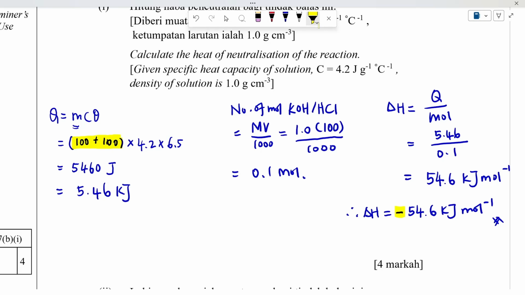Negative shows the reaction is exothermic reaction. Any question? Okay. So remember, class, in the heat of reaction, first, second, then third, we follow the 3 steps. You can calculate mole first, then Q later also can. It's up to you.